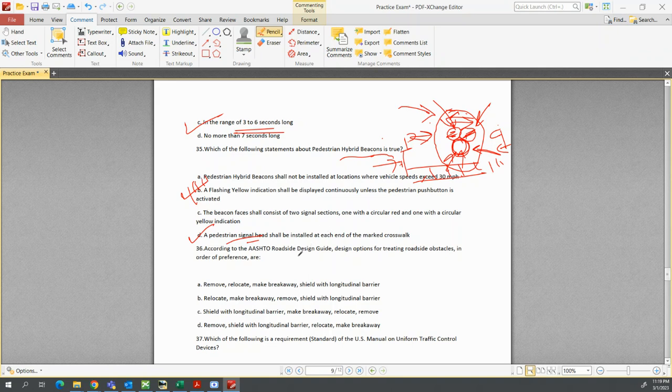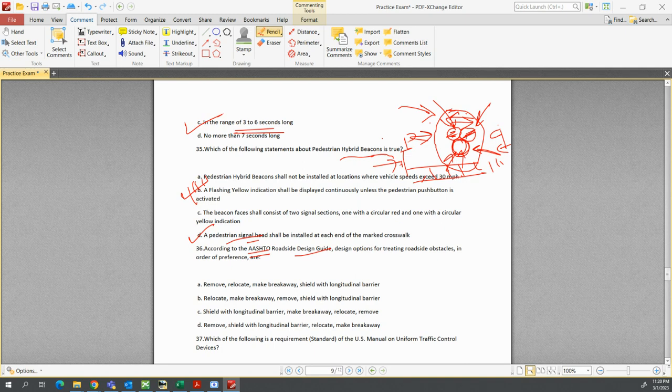According to the AASHTO Roadside Design Guide, design options for treating roadside obstacles in order of preference. So what is that order of preference? First we want to remove the roadside obstacle. So that should be the first one. You need to actually remember it. I'm trying to show you a way that will be easier for you to remember. But this is already given by AASHTO, right? It's not that I'm inventing anything.